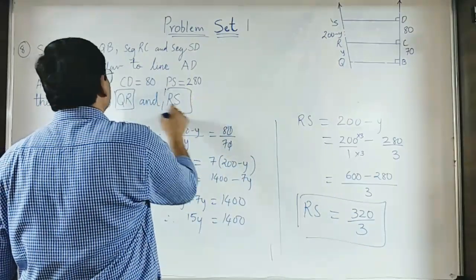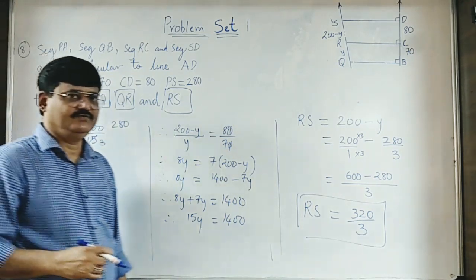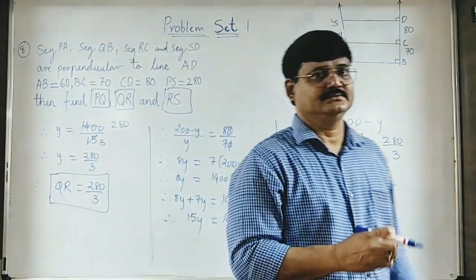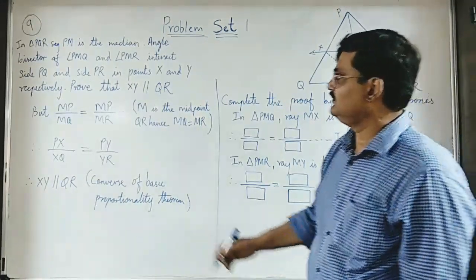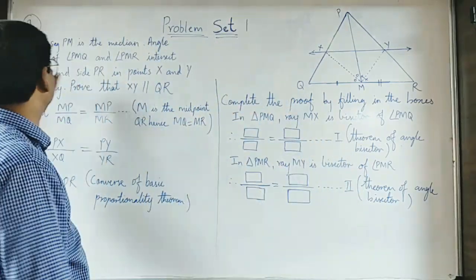So we got first PQ ka value, we got QR ka value, and we got RS ka value. And all the three we finished with that today. Okay students, let's start with the question number 9. Let's read. It's nothing but an activity based sum. Let's read out the first sum again.